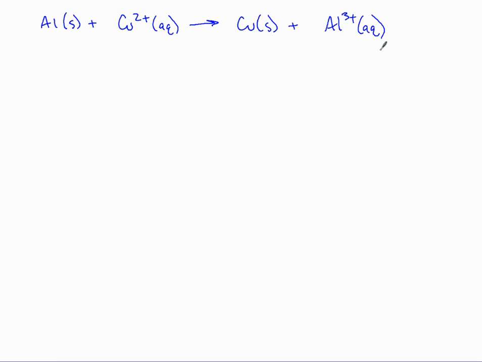So number 1 says assign oxidation state to each element. So let's go along and write these in. Aluminum, solid, this is an element. It is neutral, and its oxidation number is 0. With an ion, it's the charge of the ion. So copper is +2. Copper in the products is neutral in its elemental form. It's 0. And then aluminum, same as its charge, its oxidation state is +3.